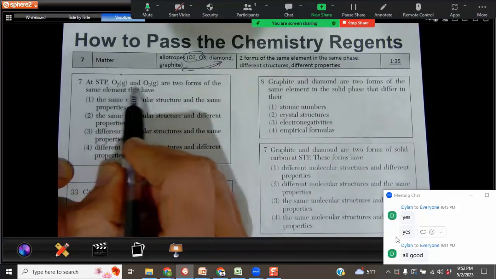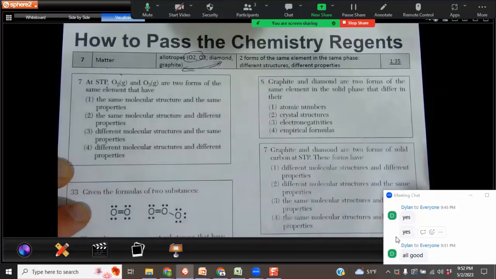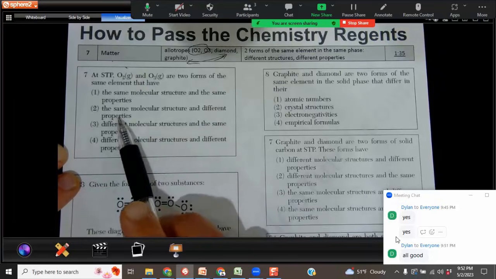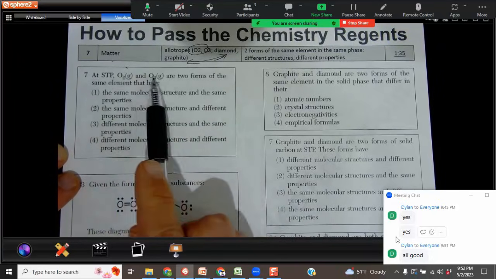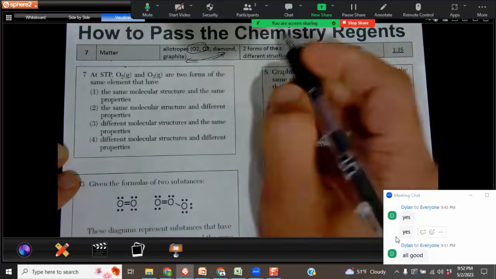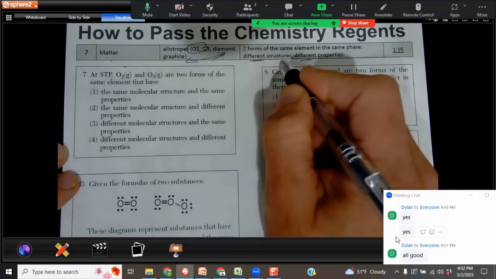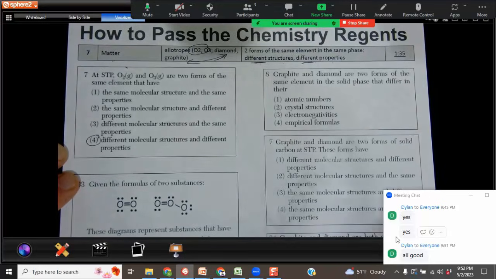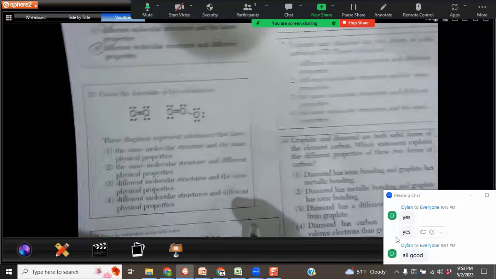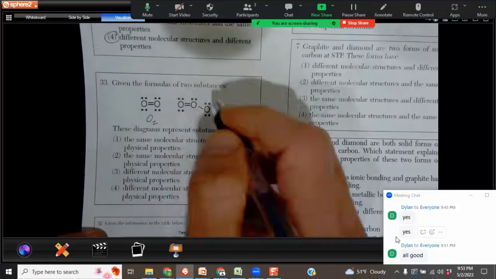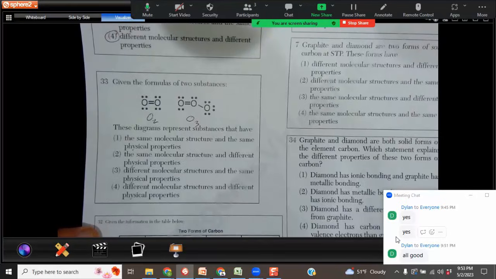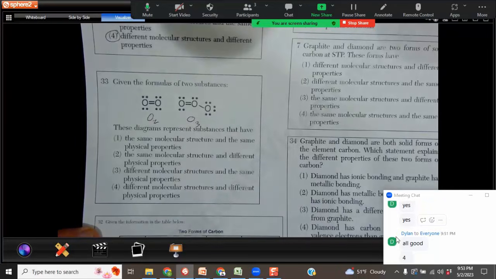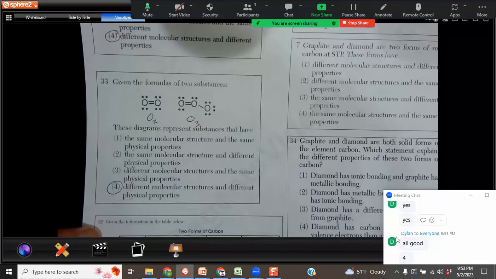So O2, O3, two forms of the same element that have, what do you think the answer is for number 7? 2. Not 2, because remember when you have these two, O2 and O3, this is always going to be different, different structure, different properties. So we're going to go choice 4. Okay. And here is another. This is O2, O3. Different way to represent it. These diagrams represent substances that have, what do you think? 4. Different. That it is.